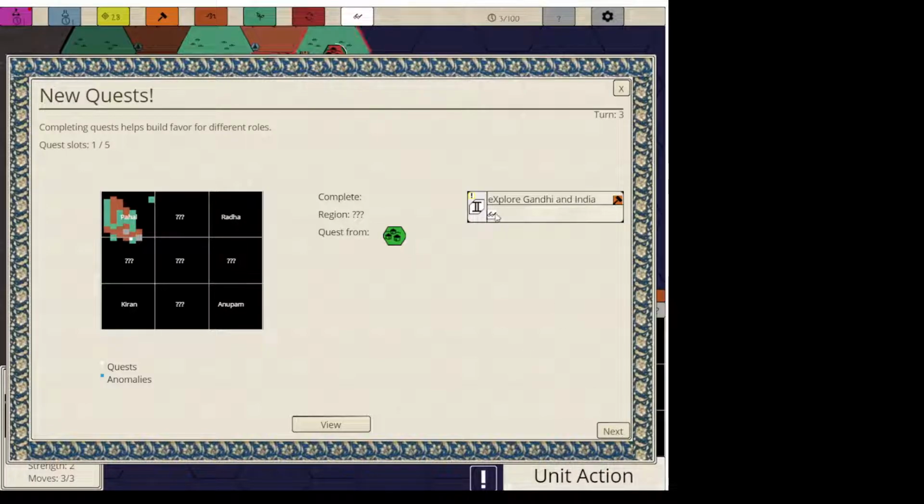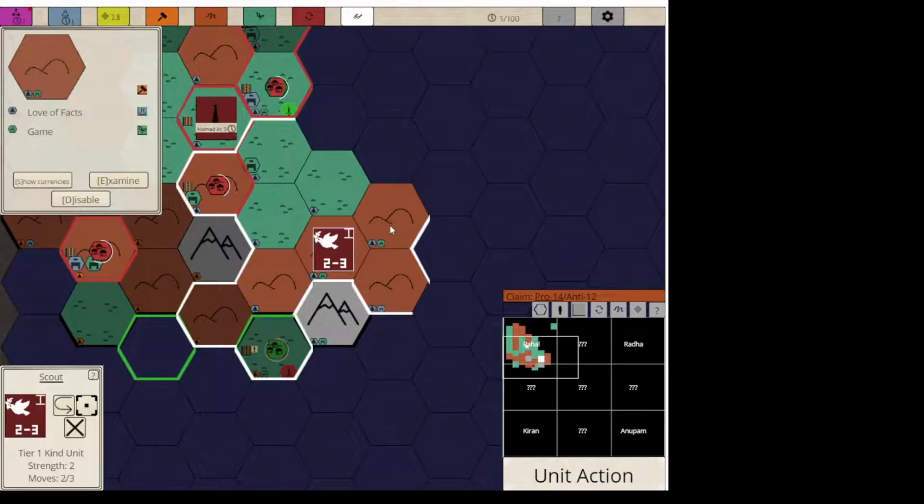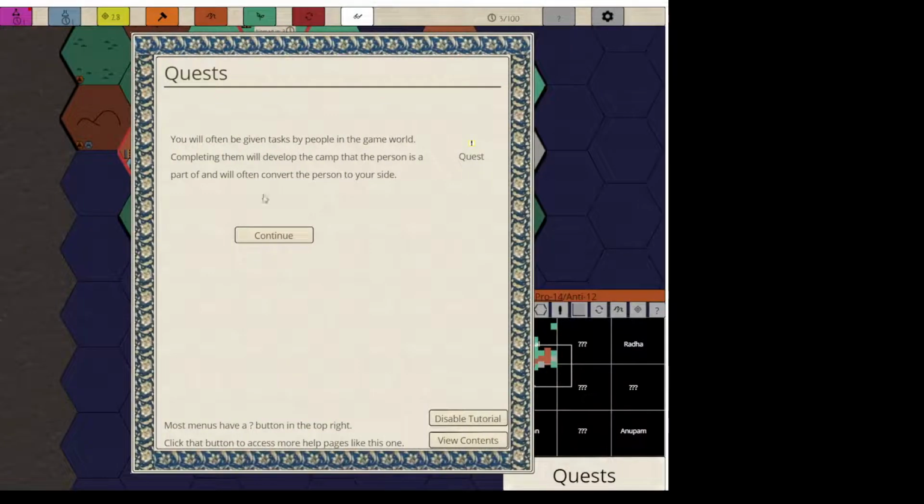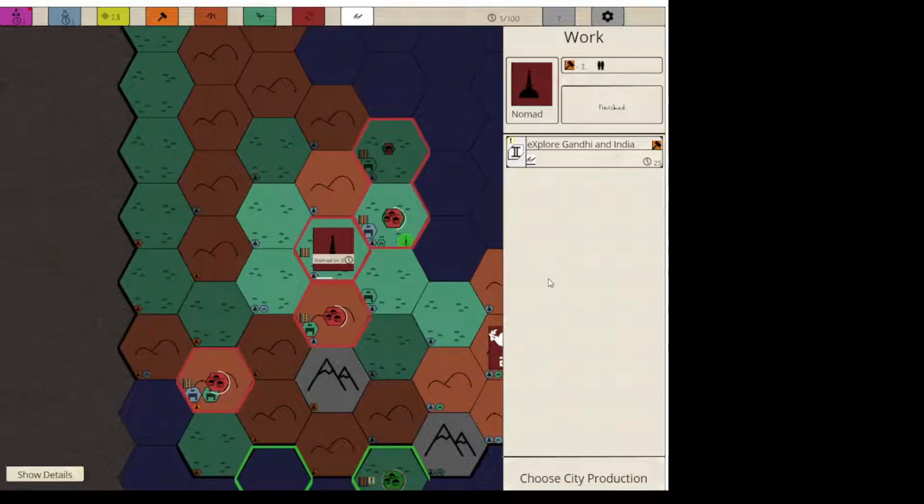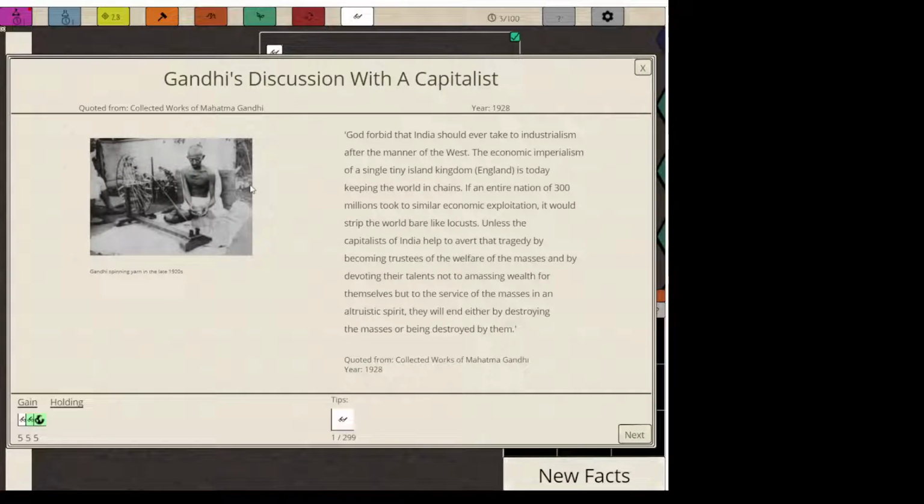So right now this camp wants us to explore Gandhi and India, which is something I was going to do anyway, so I'm going to take this unit and try to find the other camp, the camp on this right side, instead of getting into combat. So yeah, I can do this. Right now it wants 25 turns. Pretty extreme, but let's see how that goes.